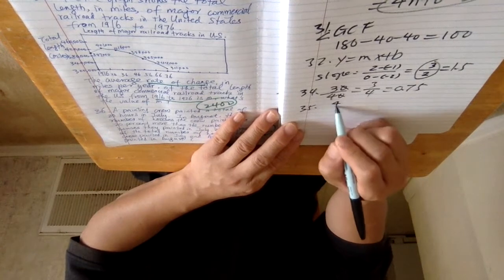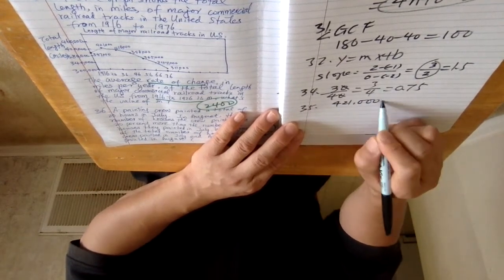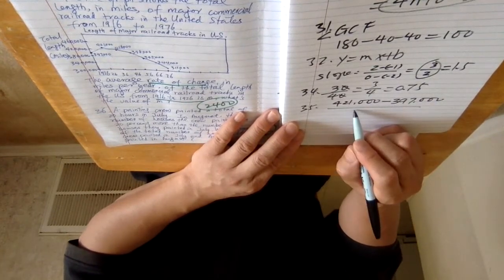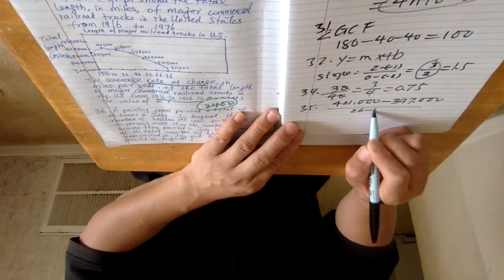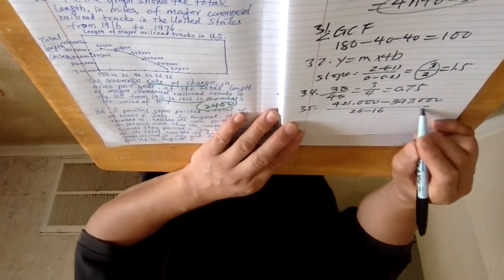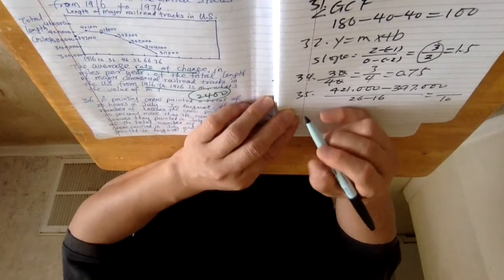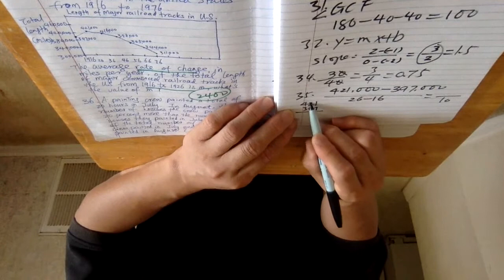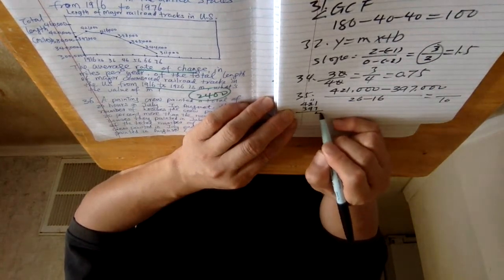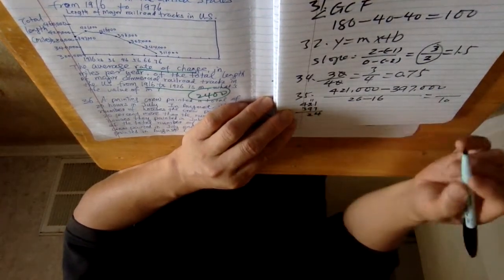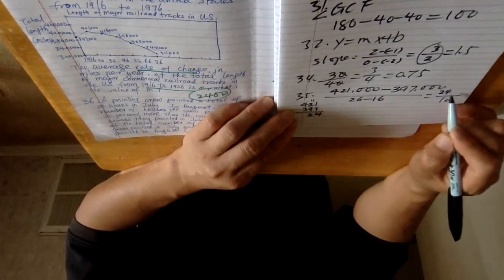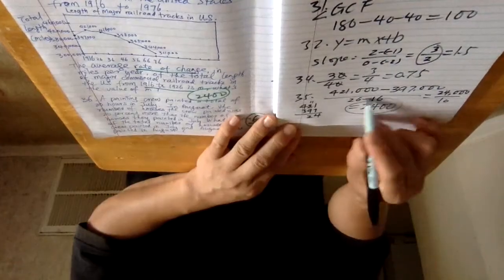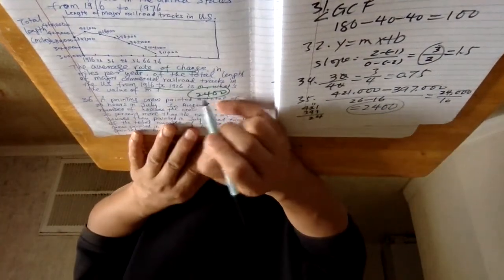we're looking for the rate of change, using the formula of the slope, also called rate of change, same thing. So it'll be 421,000 minus 397,000 divided by 26 minus 16, which is 10. 421 minus 397: 11 minus 7 is 4, 11 minus 9 is 2, so we have 24,000 divided by 10, so it's 2400. Okay, so the answer is 2400.